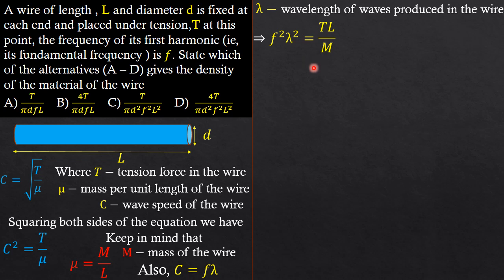So we should also know, don't forget, that our rho is given as M over V. This rho is simply going to be the density of the wire. Remember that we must define every symbol we use.